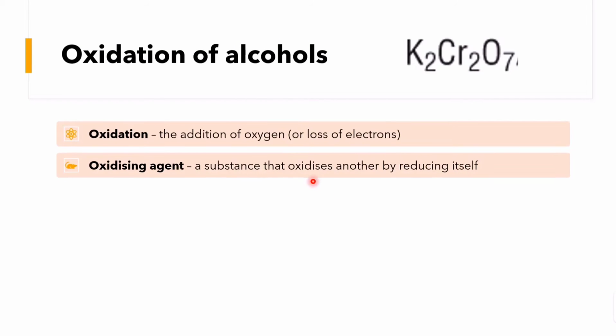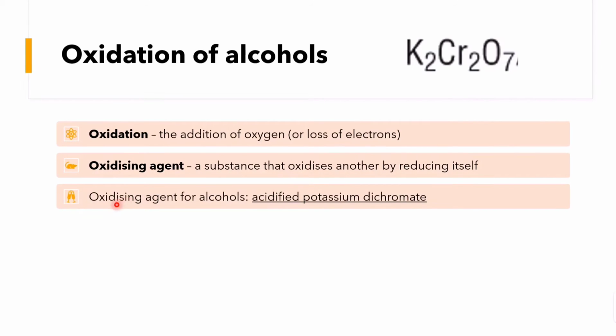So it will give up oxygen to allow another to gain oxygen to oxidize. And the oxidizing agent for alcohols is acidified potassium dichromate. Always remember to put the acidified part at the beginning, because potassium dichromate is not an oxidizing agent for alcohols in itself. And you can see up here, this is the molecular formula for potassium dichromate.